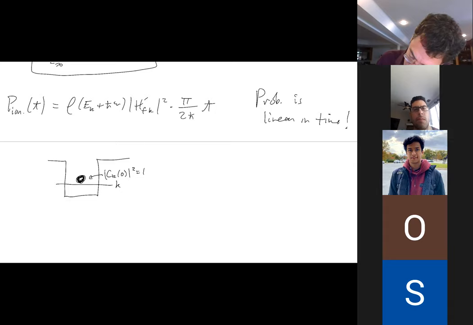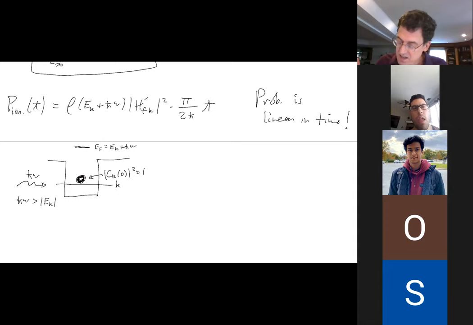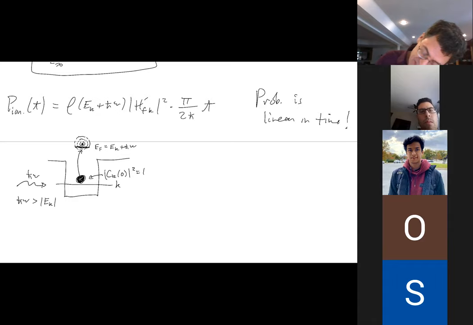Then I shine my light on it, which has a bigger energy. And so basically what you do is you look at your resonant level up here, E final is equal to E_k plus h bar omega. The way to interpret this result is that the amplitude is siphoning itself up here, and this amplitude is growing with time. You see? It's growing, and it's growing linear in time. And so this is a linear flow of amplitude, linear in time.